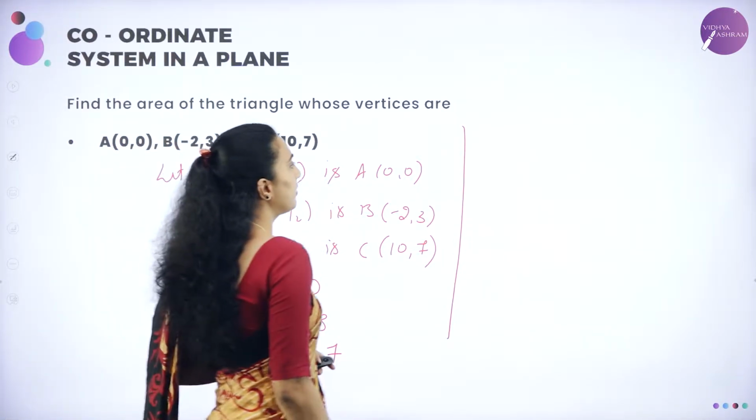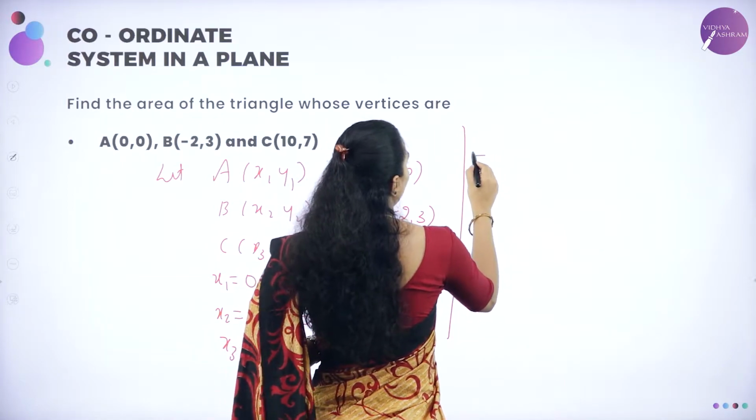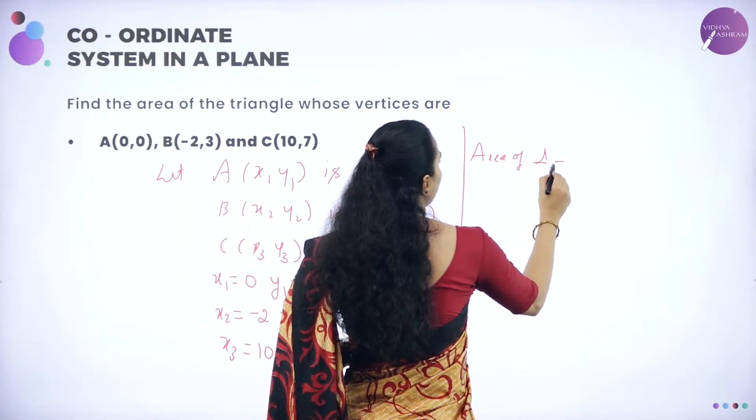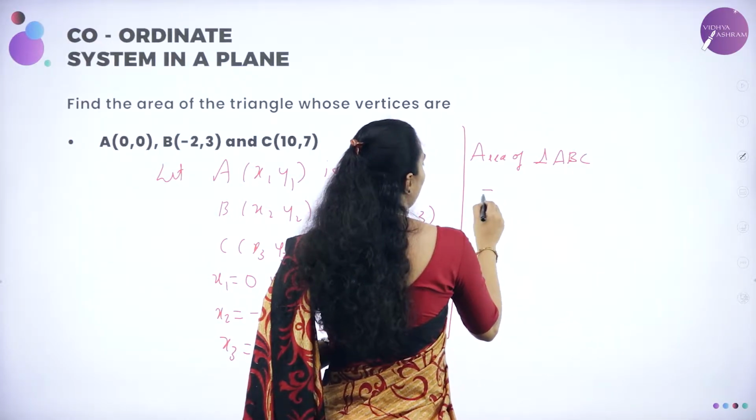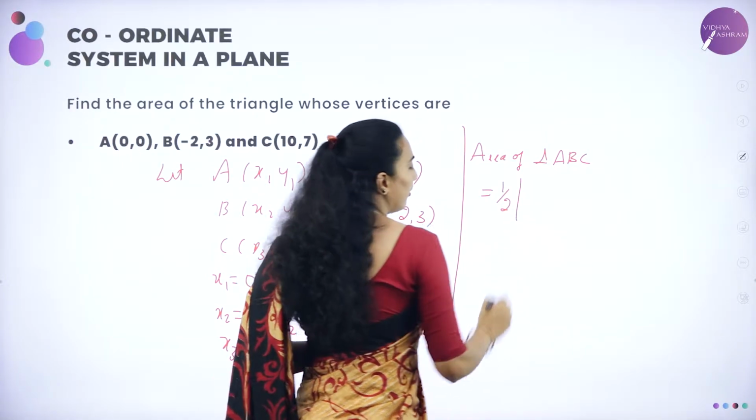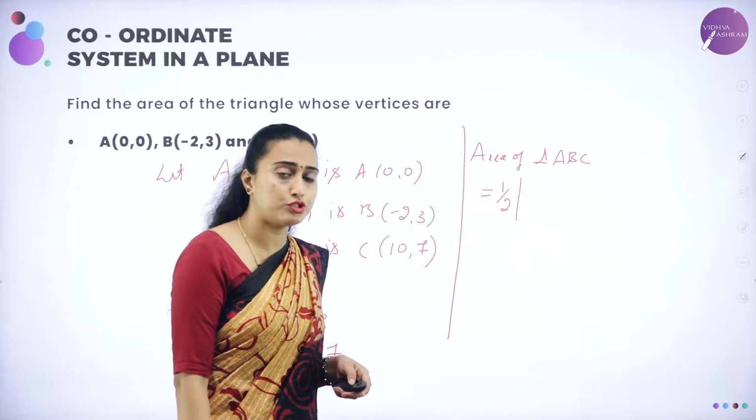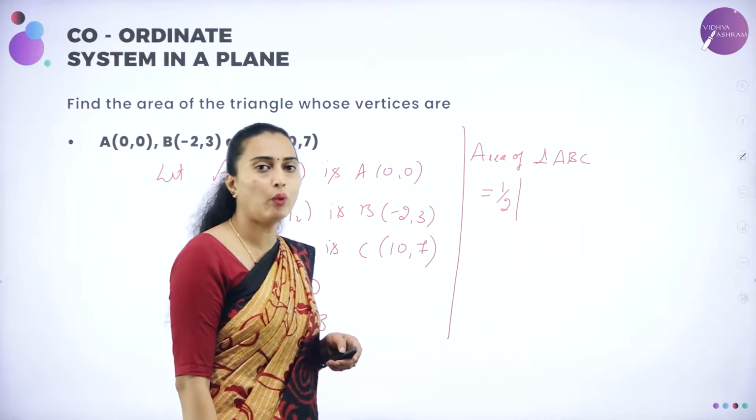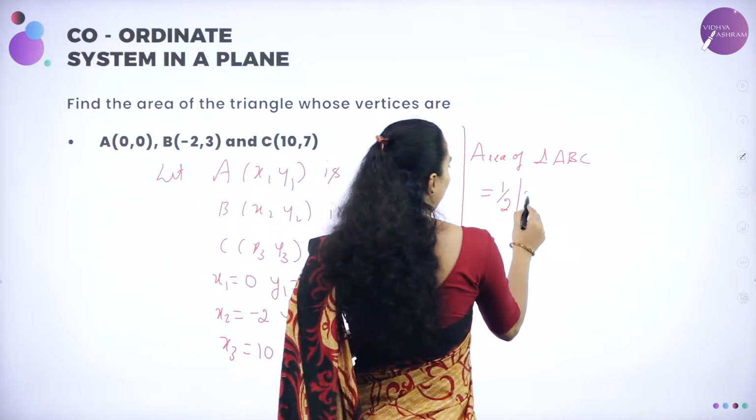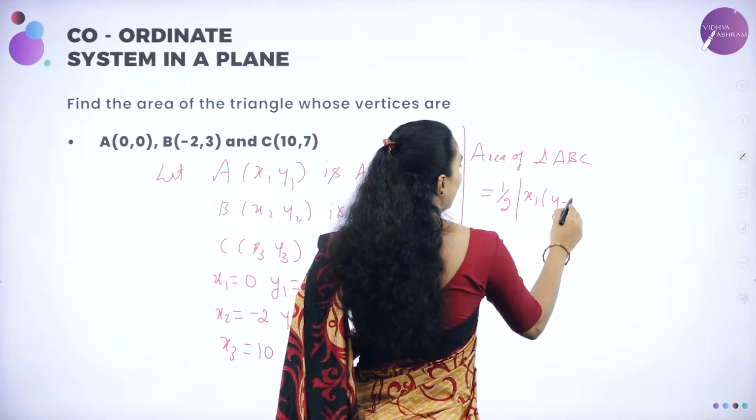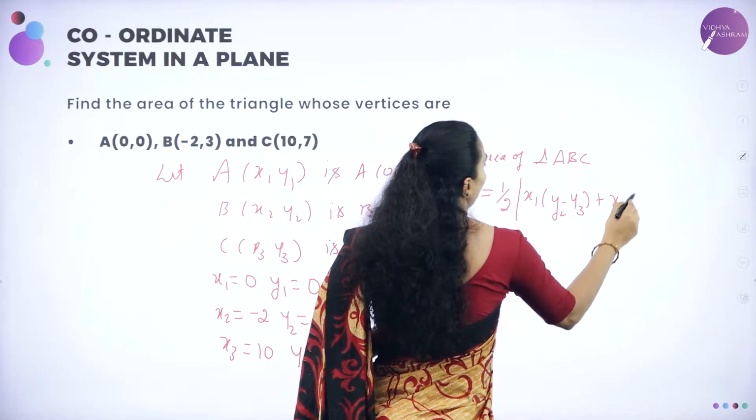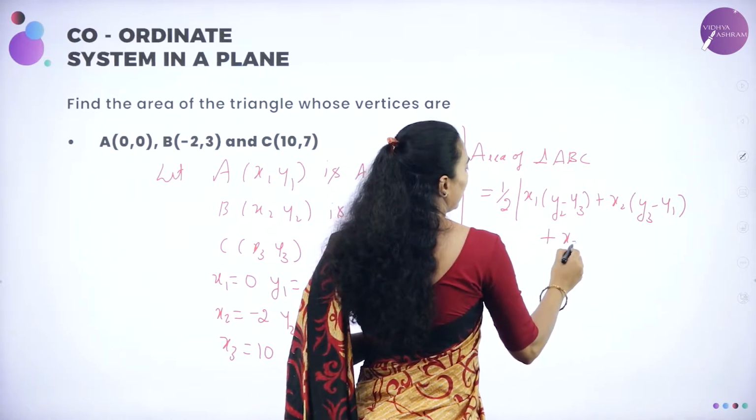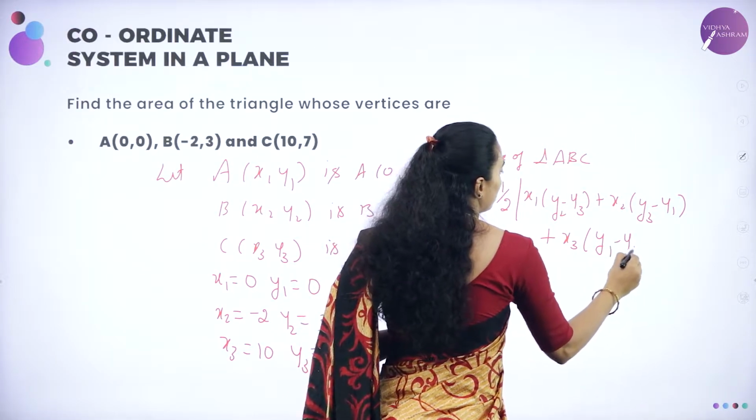What is the area of a triangle given by, dears? Area of triangle ABC is equal to half into modulus of, write down the modulus, you may get it as negative or positive. The modulus symbol always gives a positive value; the modulus of a negative will also be positive. So here you are going to have x1 into y2 minus y3 plus x2 into y3 minus y1 plus x3 into y1 minus y2.